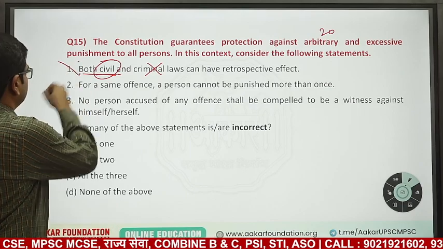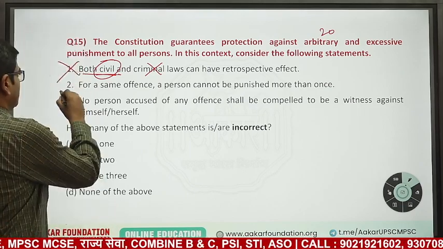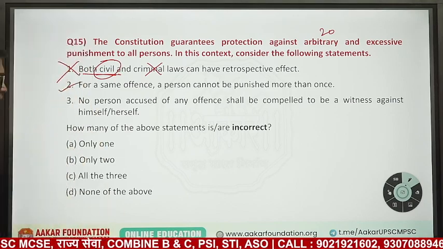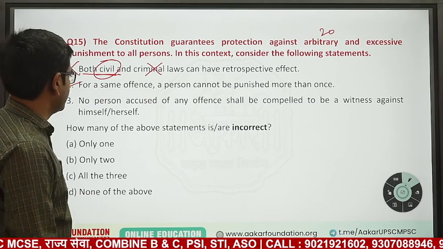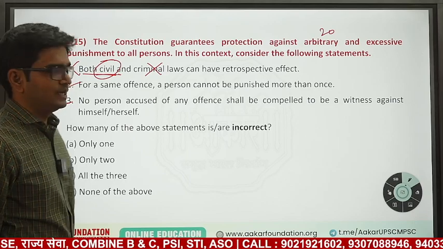So this is wrong. For the same offence, a person cannot be punished more than once. This is what is called no double jeopardy. This is right. No person accused of any offence shall be compelled to be a witness against himself or herself. This is also correct. That is no self-incrimination.